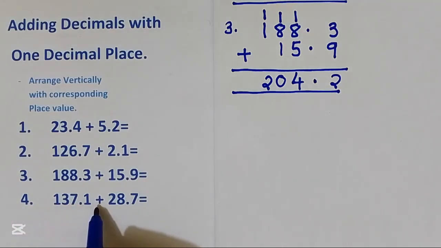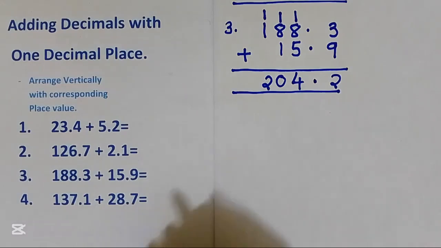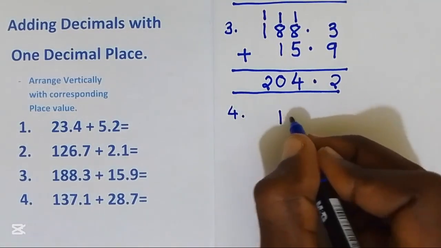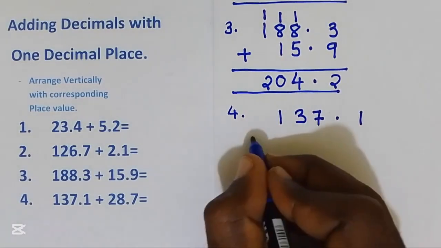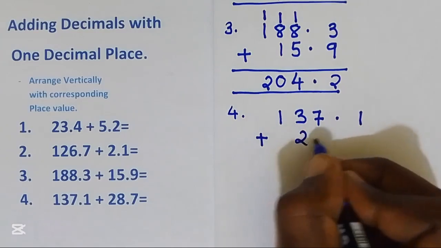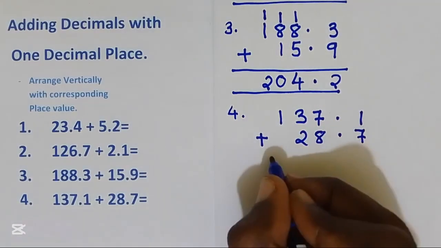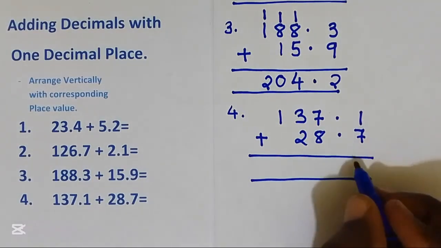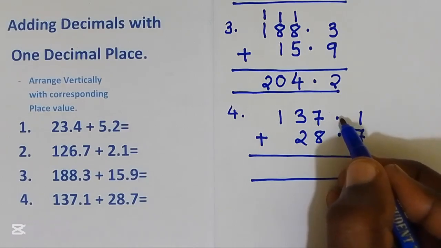137.1 plus 28.7. Let us arrange it vertically. 1 plus 7, we get 8. We are going to drop our decimal point vertically.